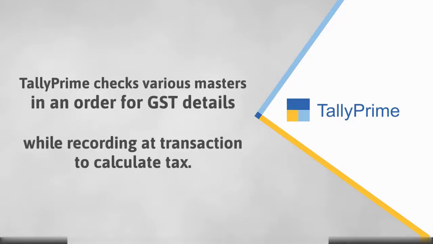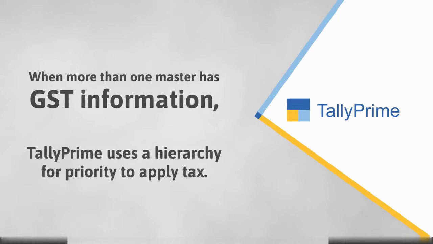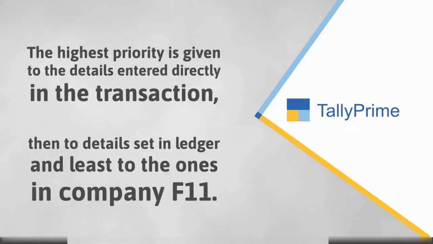Tally Prime checks various masters in an order for GST details to calculate tax in the invoice. When more than one master has the GST information, Tally Prime uses a hierarchy of priority to apply tax. The highest priority is given to the details entered directly in the transaction, then to details set in ledger, and least to the ones in company F11.